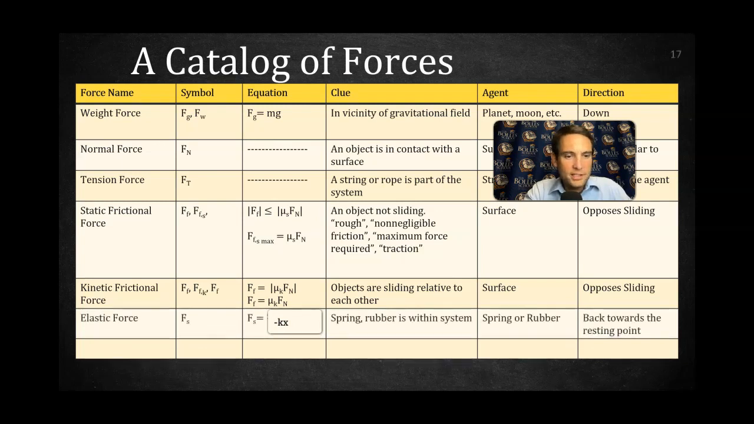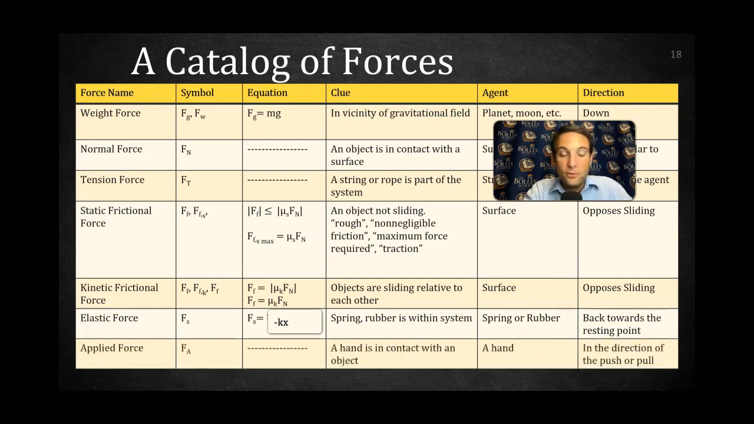Next we have our elastic force, or spring force, F sub S, with F equals negative kx as our equation. Our clues are if there's a spring or if there's rubber within the system, anything that has any sort of elasticity to it. The agent will be that spring or rubber, and the direction will be back towards the resting point, or back towards the equilibrium point.